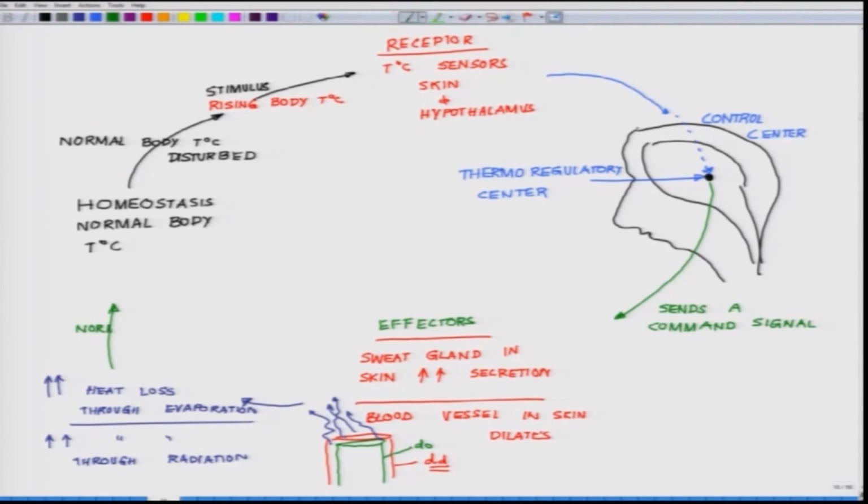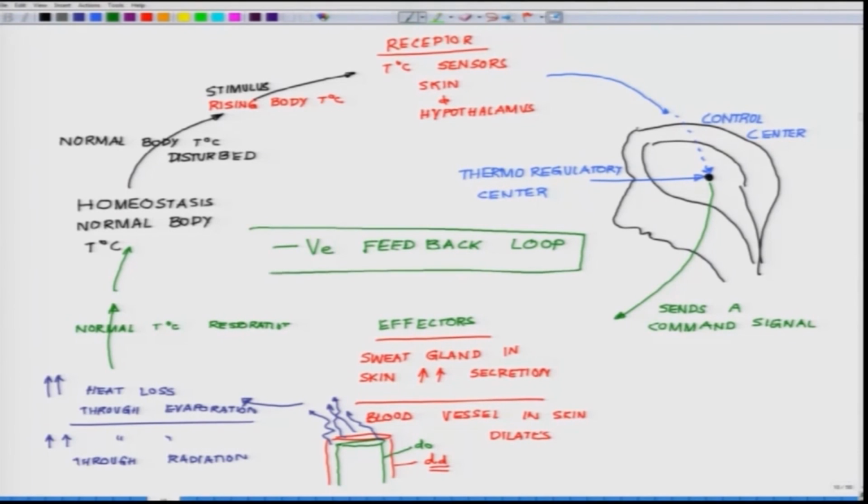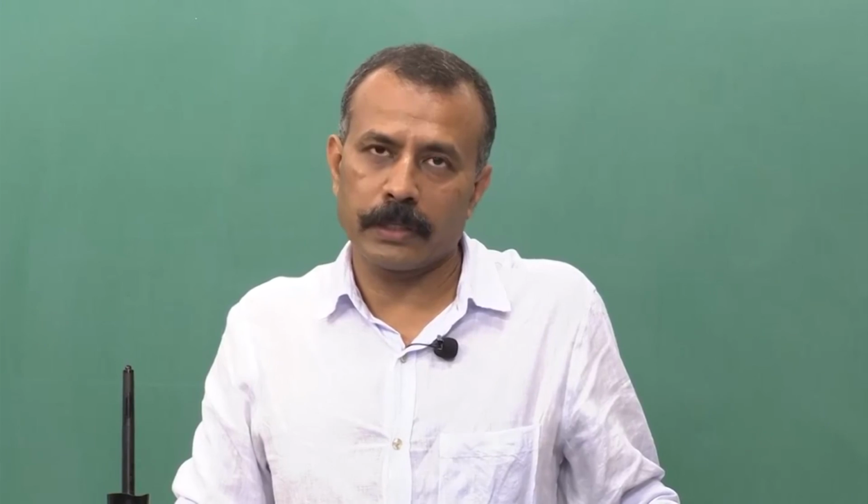This eventually leads to normal temperature restoration. And this whole mechanism is a negative feedback loop. So this is how a negative feedback loop helps in maintaining homeostasis in terms of temperature. Is it clear to you guys?